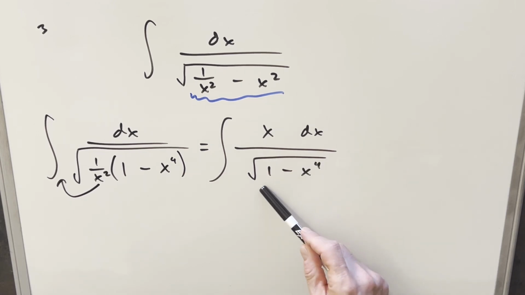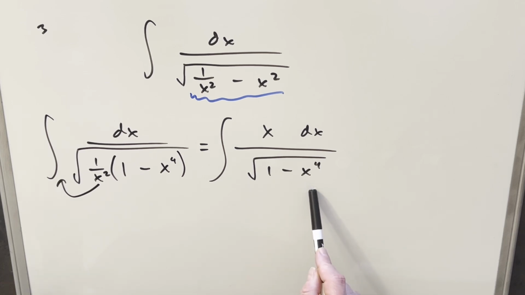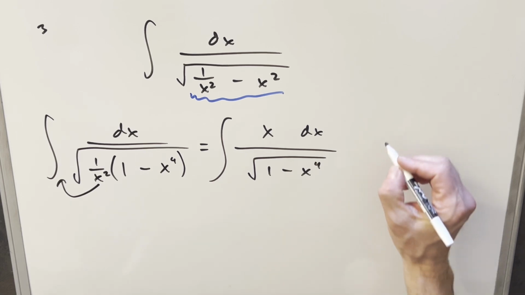But now at this point, this looks pretty good for a trig substitution. It's very similar to having 1 minus x squared. But because usually when we do a trig substitution, we have 1 minus x squared here, and instead we have 1 minus x to the fourth, I think it might be nicer if I do a u substitution first. So what if I do this?